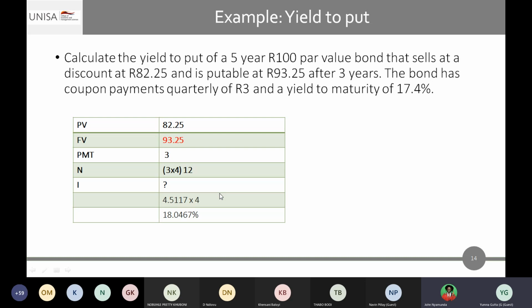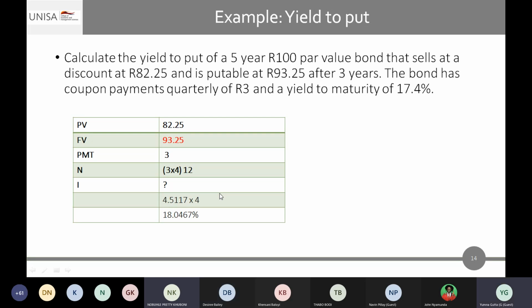We need to times by 4, not divide by 4. There's a hand up, Yumna. Desiree wants to talk. Okay, Desiree. Hi, Yumna and everyone. Payment. We say the payment is quarterly of 3 rand. Why don't we multiply it by 4?